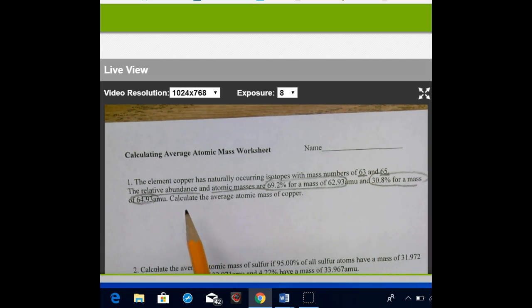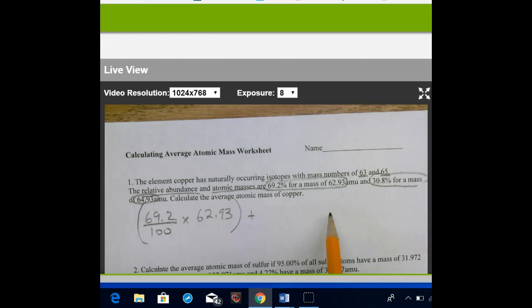So we're going to use that thing where we just do the percentage times the mass, and then add each one of those isotopes as we go. So if we start off with this one first, we're going to go 69.2 divided by 100. We're going to times that by 62.93.